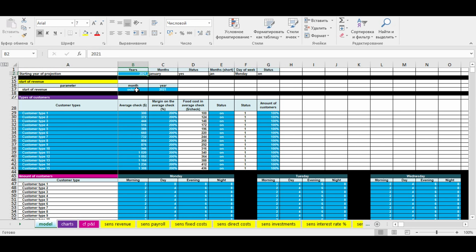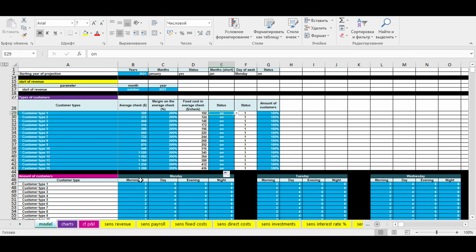Then, we enter the year and month when we get the first revenue. In our coffee shop, we can describe different types of customers. Each type of customer can have its own average check and food cost margin. What is important? Each type of customer can be switched on or switched off.